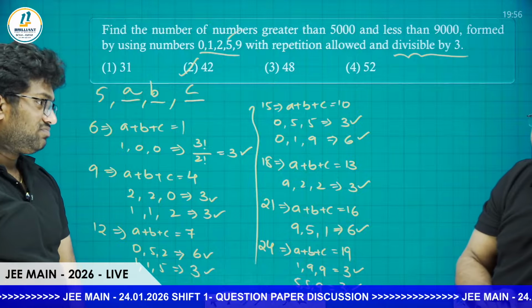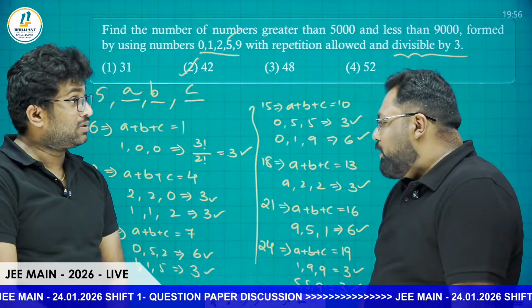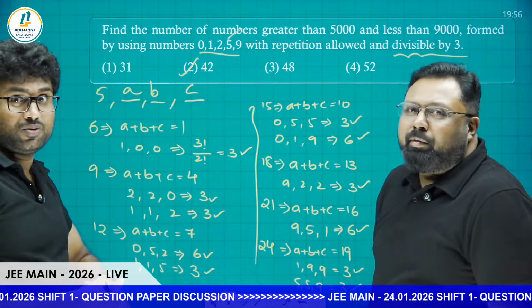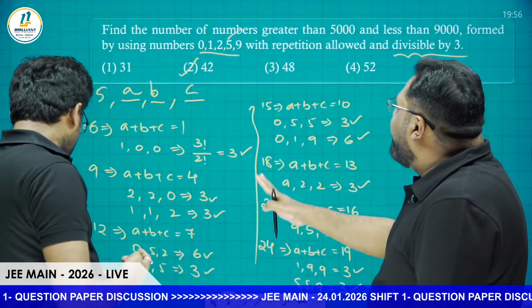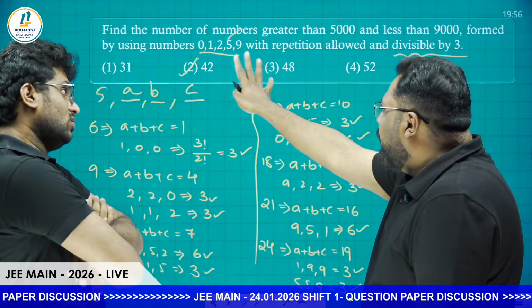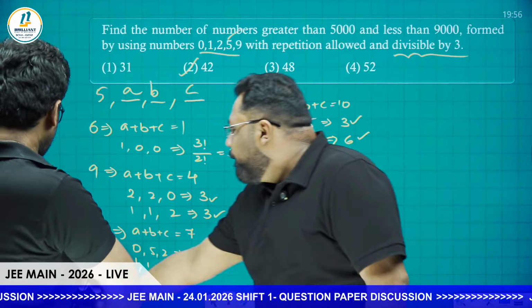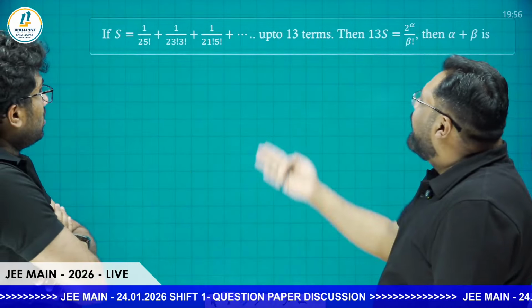You have to think a lot in this question. That is the only difficulty you will have. Sometimes we might miss some cases, so be careful. That's why they didn't go for so many digits. They just kept to 5 digits. Okay, fine.